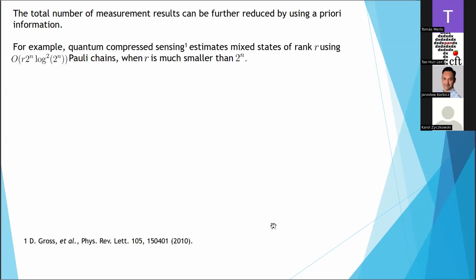On the other hand, if we have some a priori information about the state, we can use this information to reduce the number of measurements. For example, if we know that we have a mixed state of rank R, we can make use of compressed sensing. If R is much smaller than the dimension of the system, we can apply a total of the order of R times 2 to the n times the logarithm squared of 2 to the n measurements. So we can reduce the number of measurements that we need to obtain the state reconstruction.